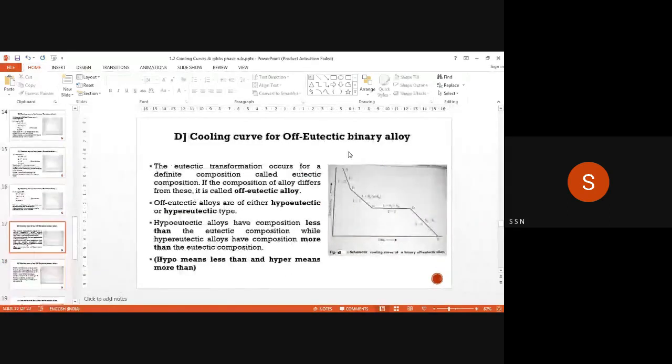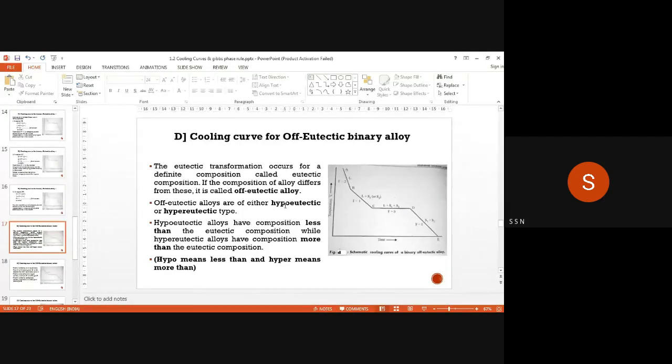Then we have seen the last type of cooling curve, for the off-eutectic binary alloy. Off-eutectic means what? Whatever composition of eutectic is there, apart from that, either it will be hypoeutectic or hypereutectic. So if this is hypo and hyper, what does it mean? Hypo means less than and hyper means more than.